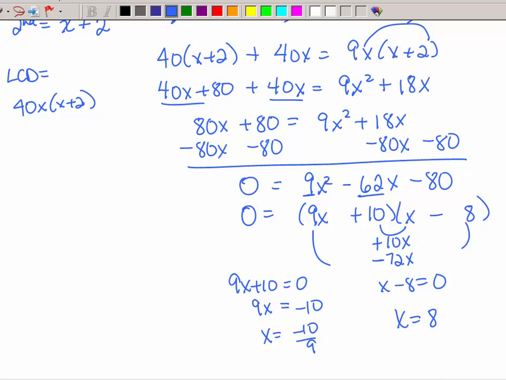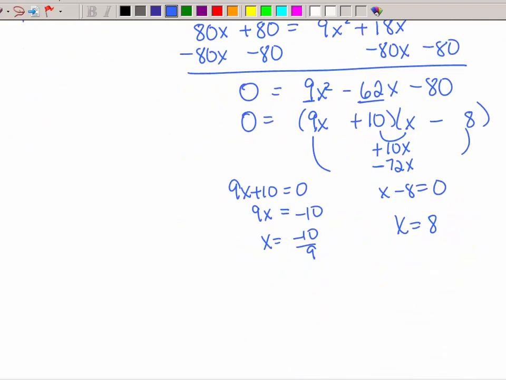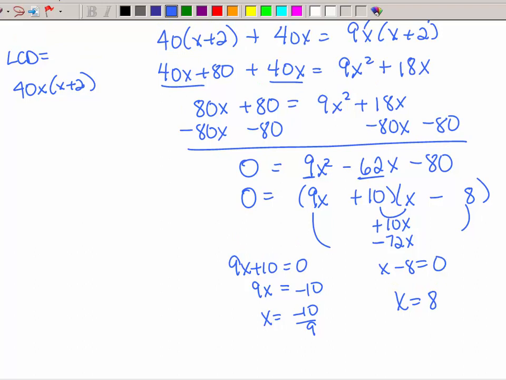And then I'm going to go back and make sure I look at my problem. What am I supposed to find? I'm supposed to find consecutive integers. Well, as you recall, at the top of your notes, integers are whole numbers, positive and negative. They do not include fractions. So as I look at my answers here, can I have negative 10/9? No, because this is not an integer. Not because it's negative, but because it's a fraction.